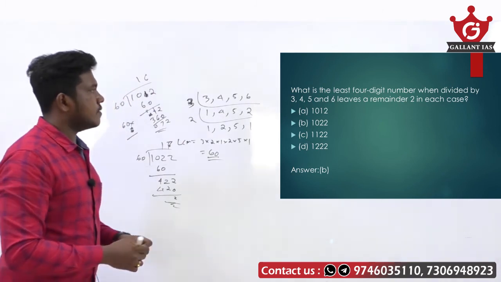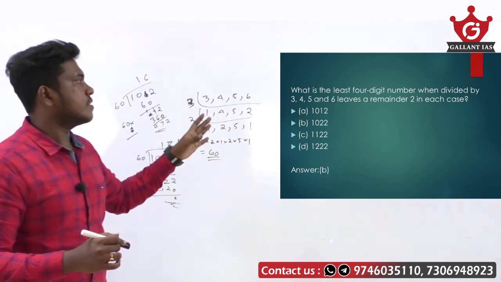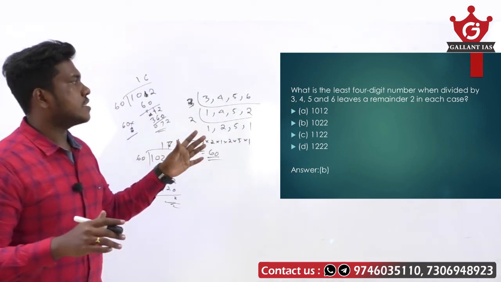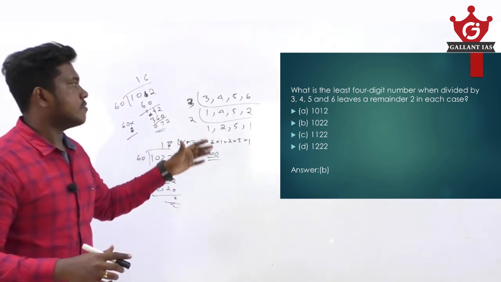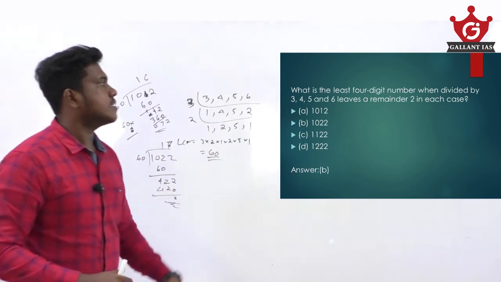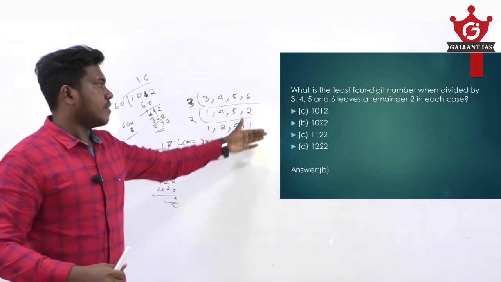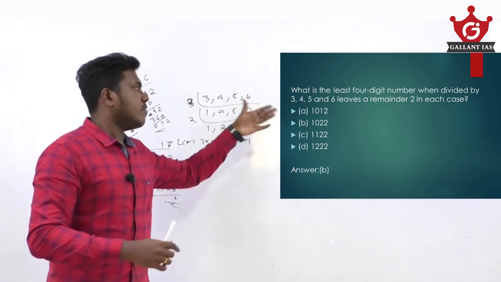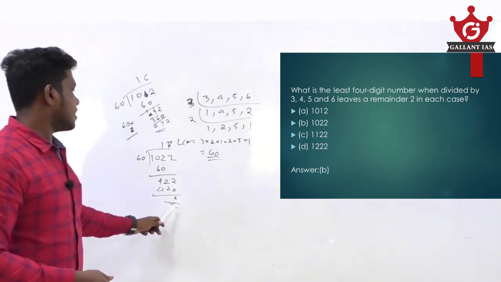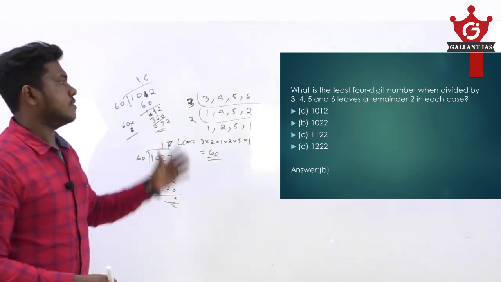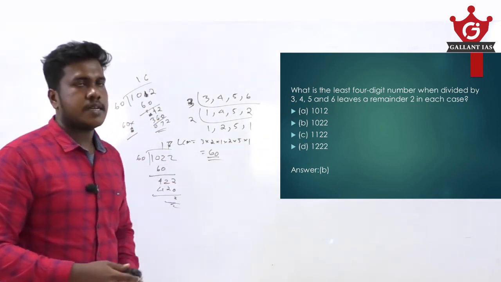Okay, I'll explain the question once again. What is the least 4-digit number which when divided by 3, 4, 5 and 6 leaves a remainder 2 in each case? In order to do that, first you need to find the LCM of 3, 4, 5 and 6. After that, with that LCM, try to divide all 4 options using the trial and error method. When I divided the second option by 60, I got the remainder 2. So that should be the answer, option B.